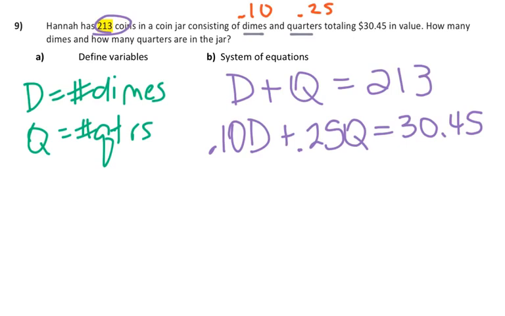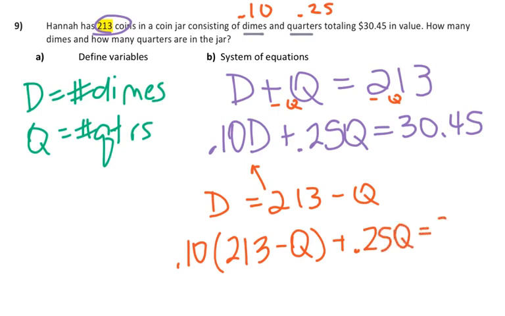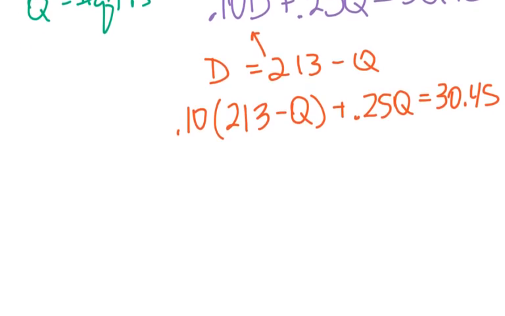Now, to solve this using substitution, I'm going to have to solve one of the equations for either D or Q. Okay, so what do you want to do? So I'm going to subtract Q from both sides. So I'm going to have D is equal to 213 minus Q. And then I'm going to put that in for D. So 0.10 times 213 minus Q plus 0.25Q is equal to 30.45.